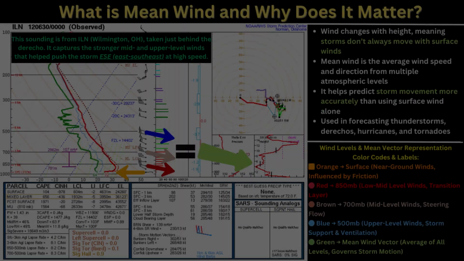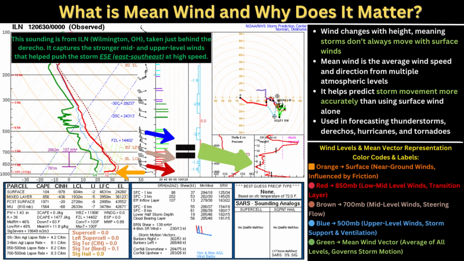So let's dive in. When tracking storms, looking at surface winds alone won't give us the full picture. A common misconception is that storms move with surface winds, but that is rarely the case. Instead, storms are steered by winds at multiple heights in the atmosphere, creating an overall movement that is often very different from what we feel at the ground. Meteorologists use a concept called the mean wind, which is the average wind speed and direction across multiple levels of the atmosphere. This helps us estimate the storm's overall movement much more accurately than simply looking at surface winds alone.